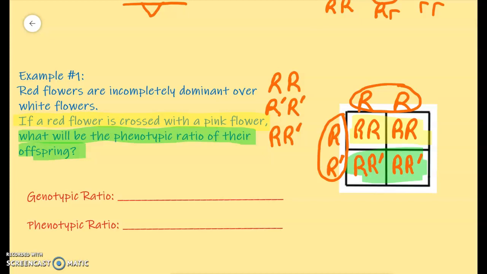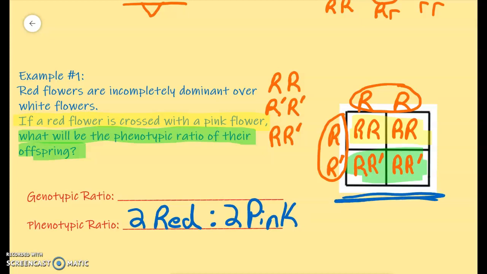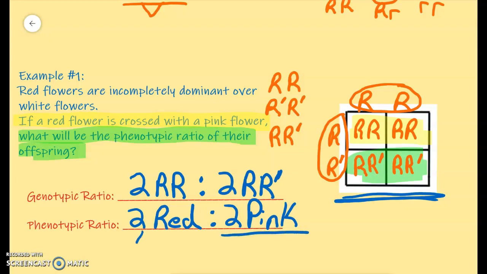So to answer the question, the phenotypic ratio is going to be, if we write this out, choose some blue here, it's going to be 2 red, 2 pink. And that would coincide with the genotypic ratio we found by looking at the Punnett square here of 2 big R's, 2 individuals who were heterozygous, again using the apostrophe this time to indicate incomplete dominance, and we produce pink. Again, you could reduce that to 1 to 1 if you wish, but that's how we get that answer.